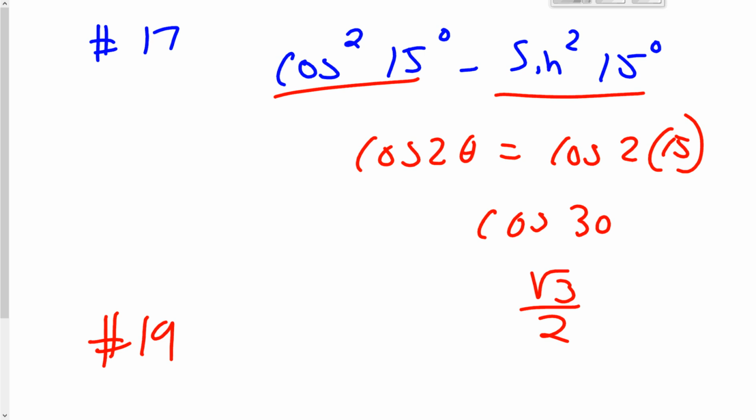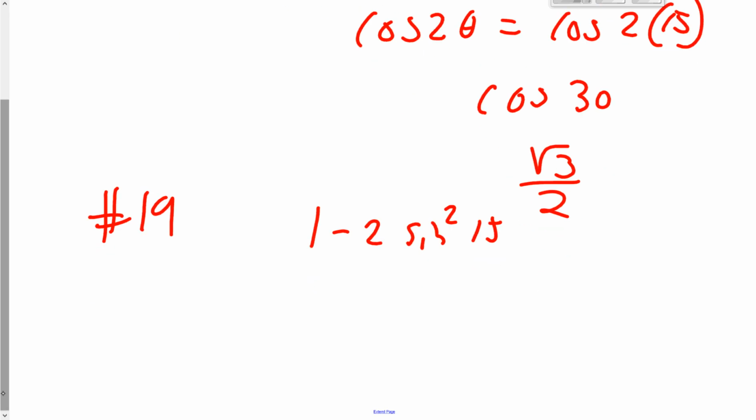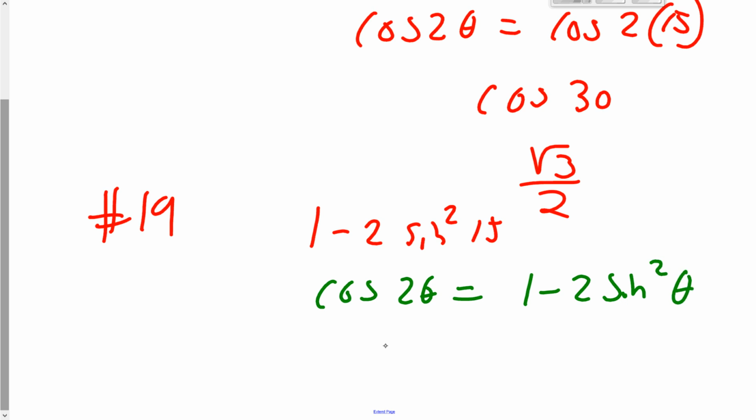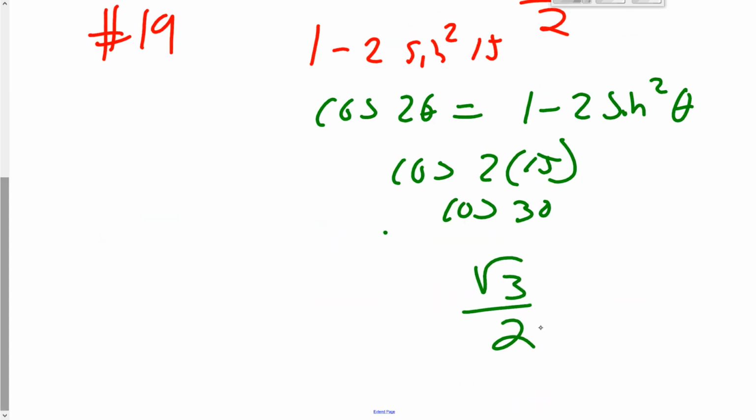So now we can do number 19, and it's 1 minus 2 sine squared of 15. And so that also is cosine, right? Cosine of 2 theta is equal to 1 minus 2 sine squared of theta. So our theta is 15. So we're going to take cosine of 2 times that angle, which is 30. So we get cosine of 30 once again is root 3 over 2. So there's our answer to number 19.